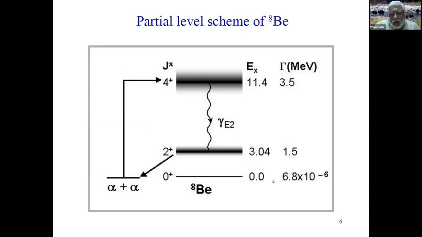The 2 plus resonance is about 3 MeV and has a width of about 1.5 MeV. The 4 plus is at 11.4 with a width of 3.5 MeV. And this fits very nicely into a rotational band. Okay? For instance, this is an example which is quoted in Bohr-Mottelson, the text on nuclear structure in volume 2. This is one of the first examples in the discussion of rotational nuclei.